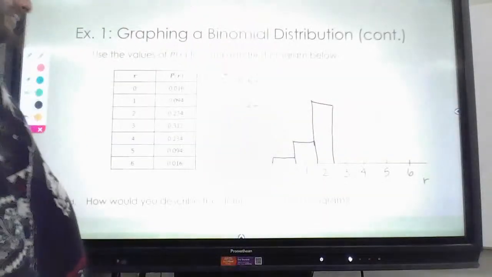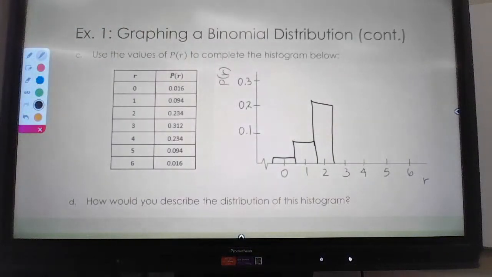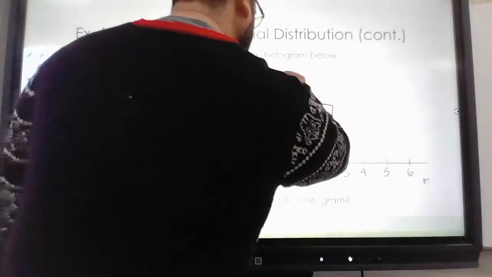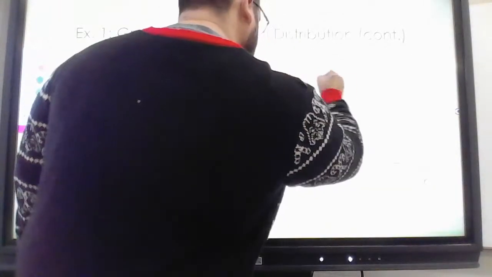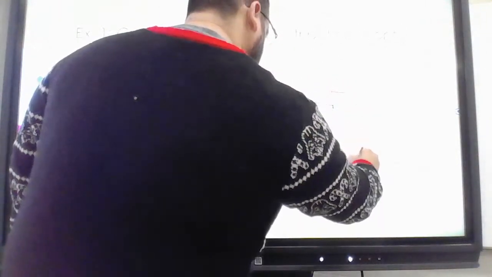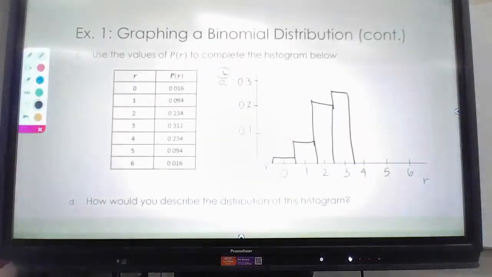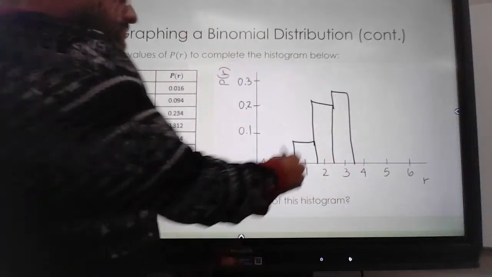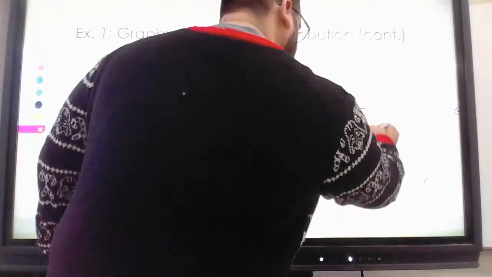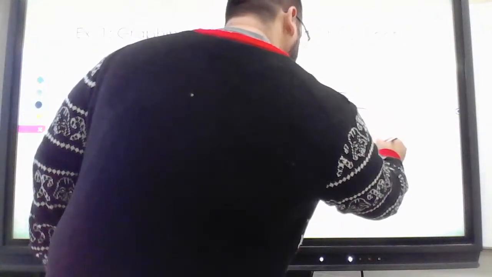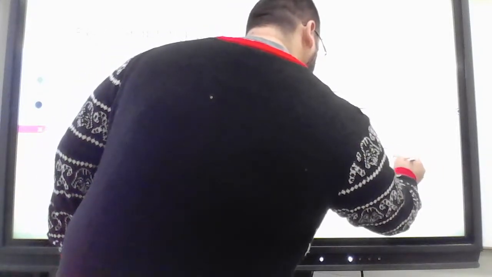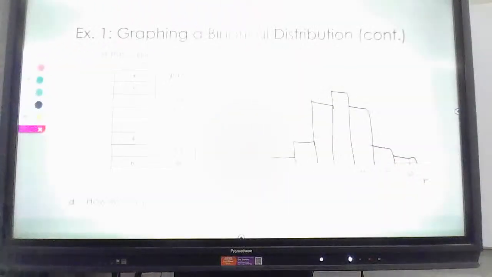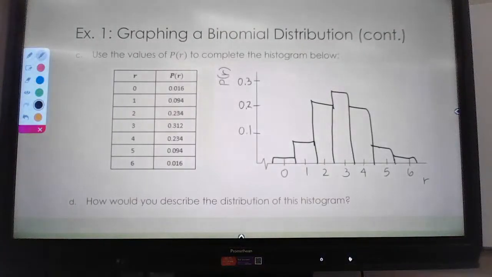Then we have a value of 3.312, that's right above the 3 mark. And I know my graph is not going to be the smoothest. And then it looks like 4, 5, and 6 have the same values as 2, 1, and 0 respectively. So we're going to mirror this here, and I'm going to mirror this here, and then I'm going to mirror that here. So, as best as I could, this is the histogram for our probability distribution.